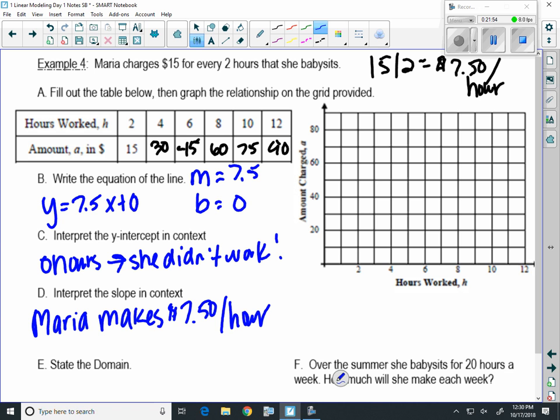Okay, let's go ahead and graph this. I would just graph the points that you have here. We know that 0, 0 is a point. 2, 15 is a point. These go by tens, by the way, so you have to be careful. 4, 30.